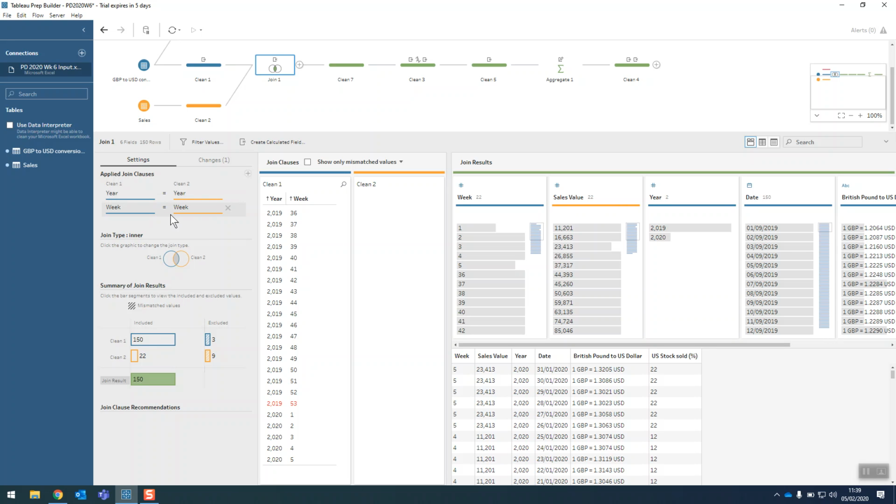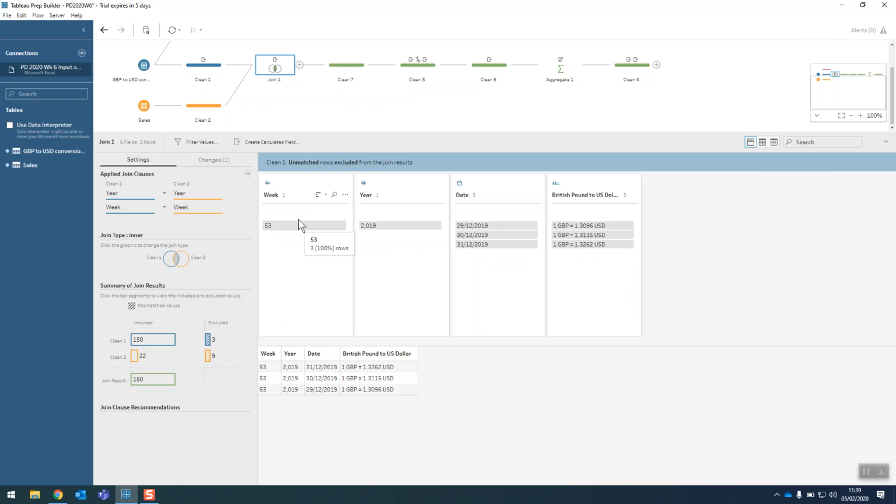So we've got year and week as our join clauses, and we can see there's a couple of exclusions happening here. We can see that week 53 isn't coming through for our conversion rates. Possibly the way our company describes the week number, they're putting week 53 sales into either week 1 or week 52, but for this challenge that isn't something we need to worry about. It's just interesting that it's happening, but we're going to ignore it.